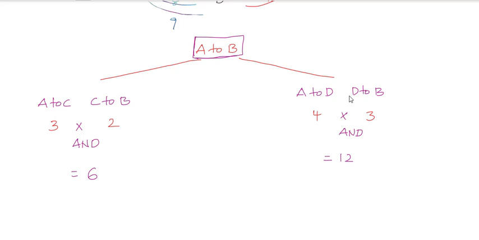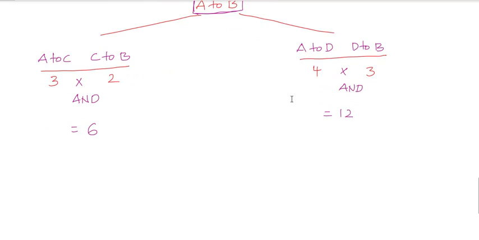But see here, this is a different approach. This is what I have done here. I want to travel from A to B via C. I have 6 possible ways. To travel from A to B via D, I have 12 possible ways. So now the total possible ways from A to B: individually via C 6 possible ways, via D 12 possible ways.